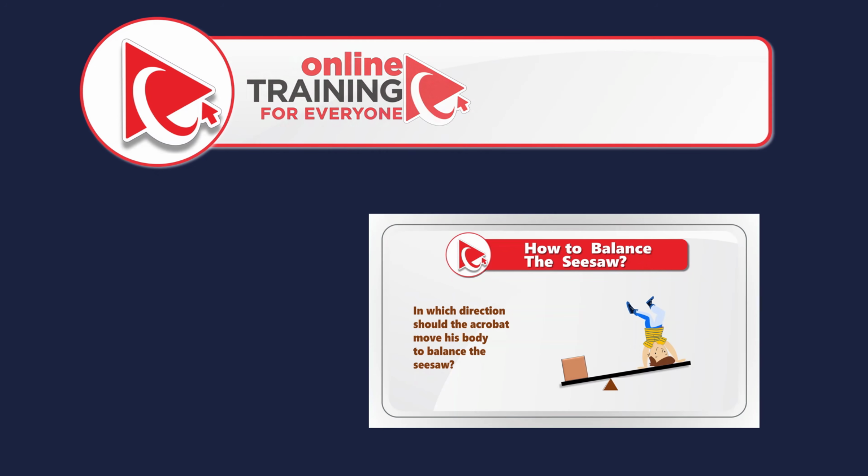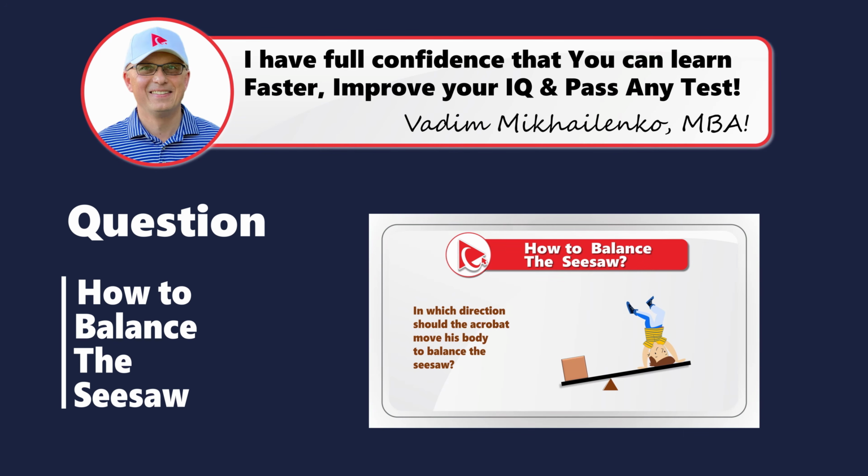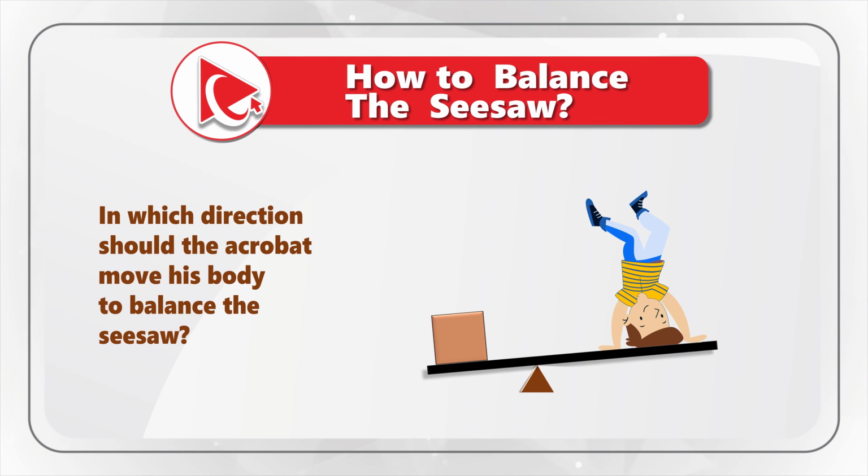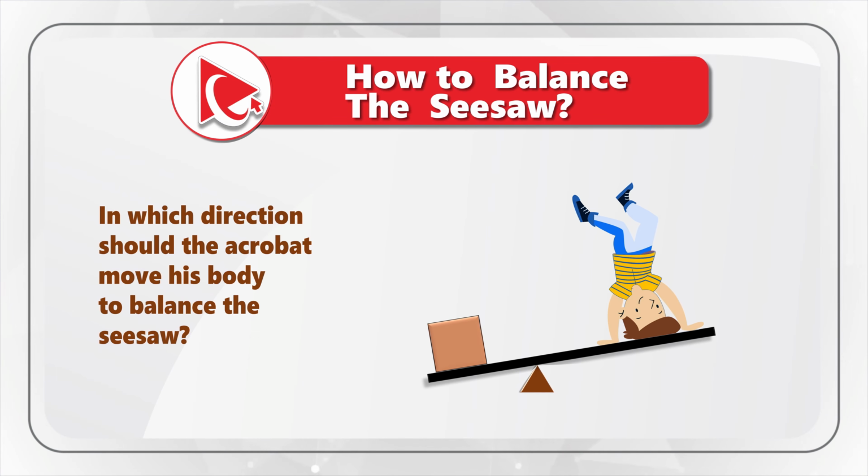I love this question because it truly tests your knowledge of mechanical engineering. You're presented with an acrobat and the weight on a seesaw. You need to determine in which direction should the acrobat move his body to balance the seesaw. And you only have 2 choices. Choice A to the left or choice B to the right.